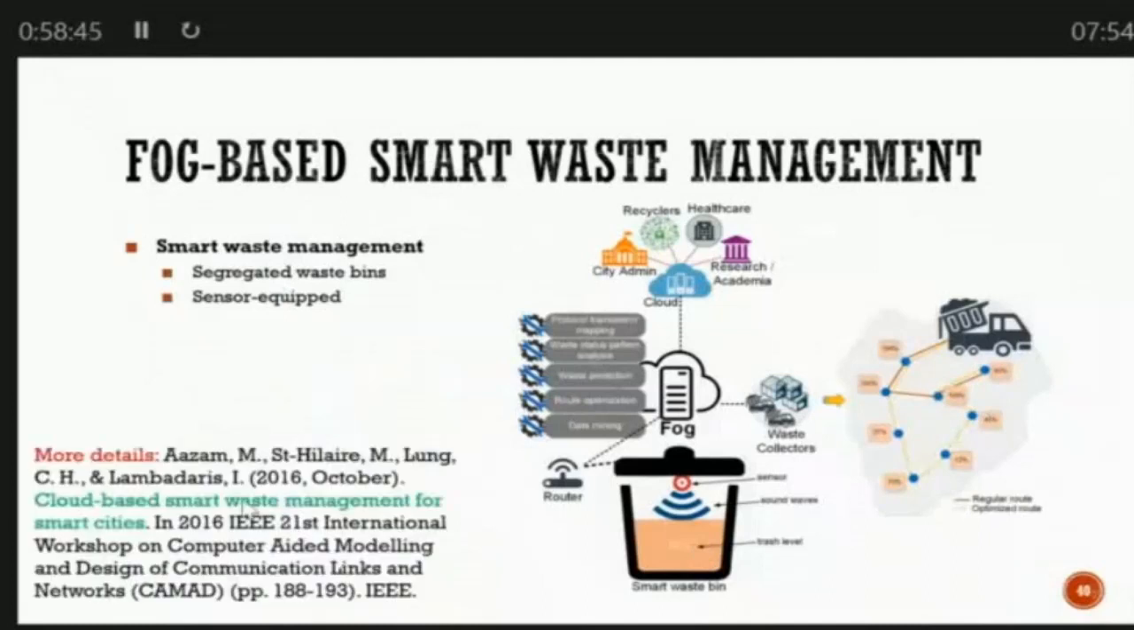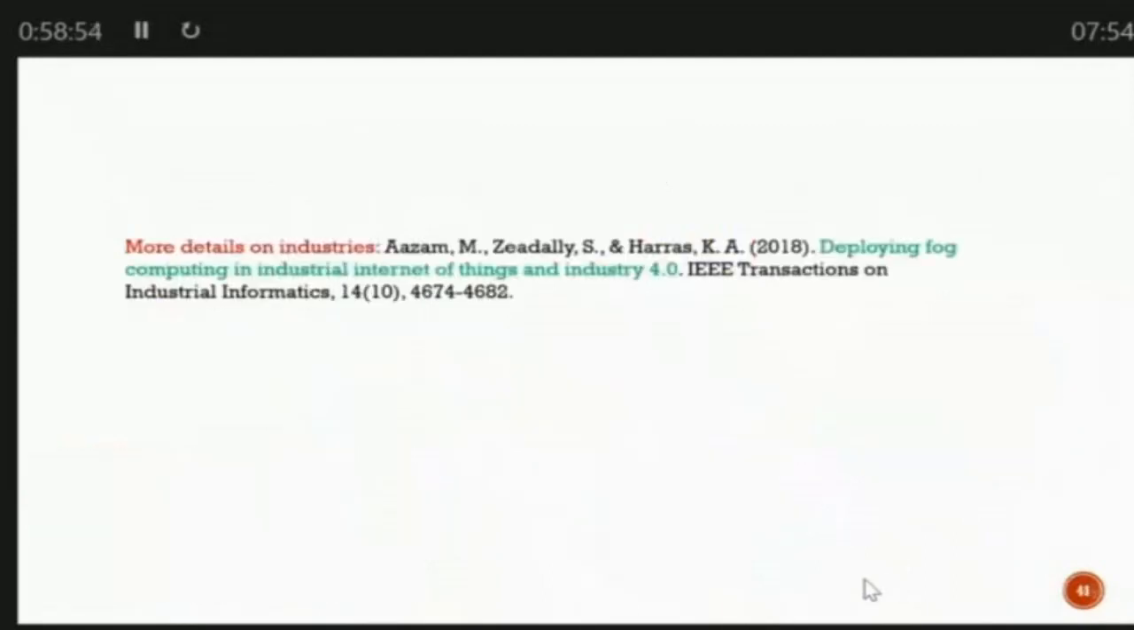You can go over further details in this paper. This is just a general overview. More details on different industries can be seen in this paper. I've talked about a few industries, and there are many other industries as well, so you can go over those in this paper.